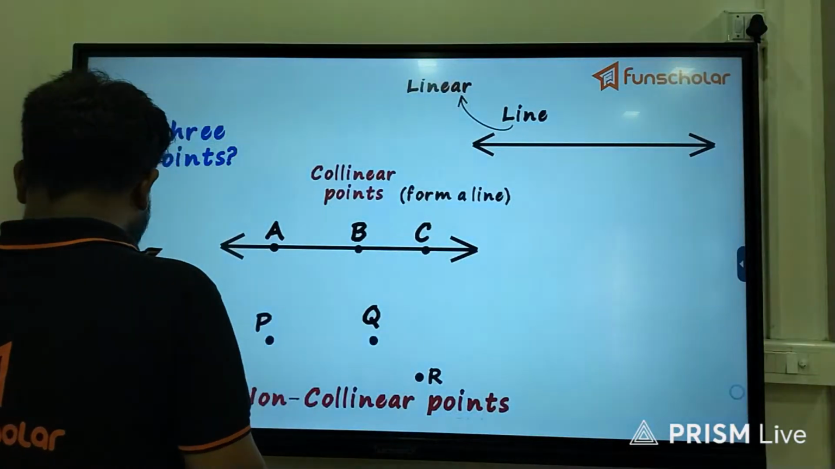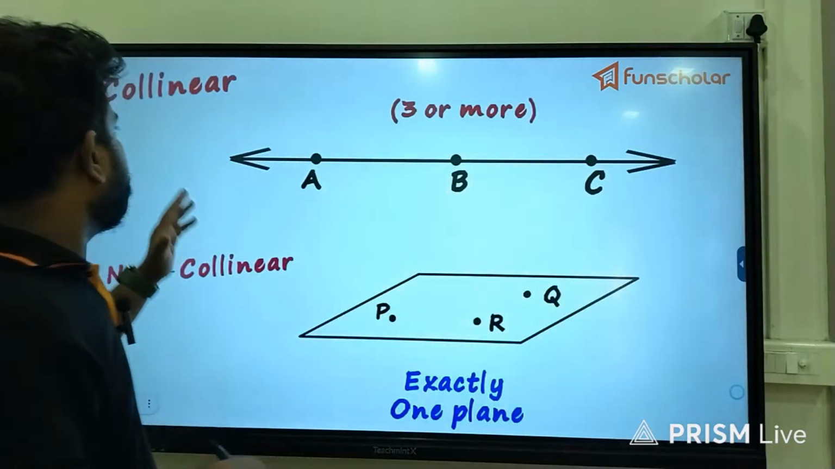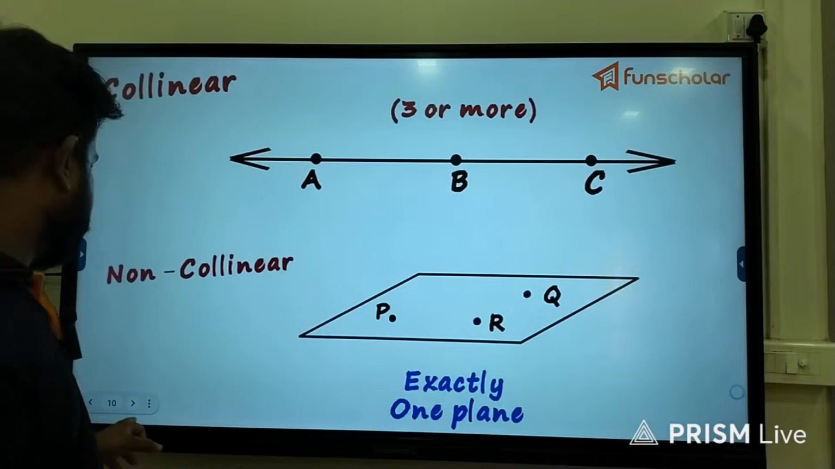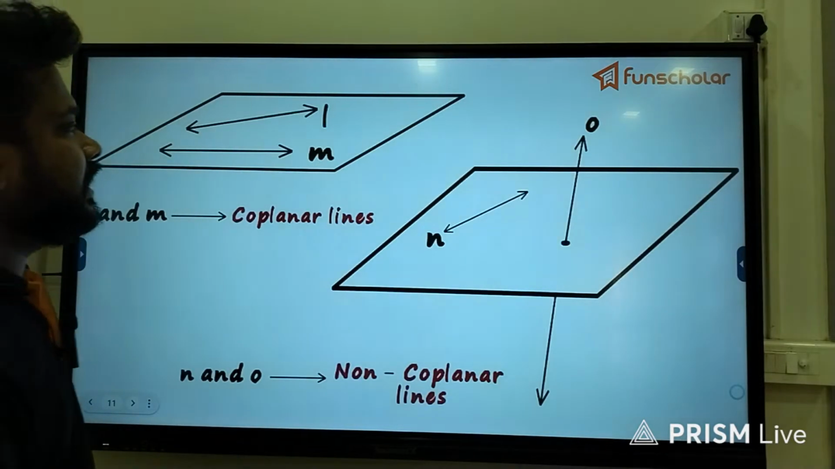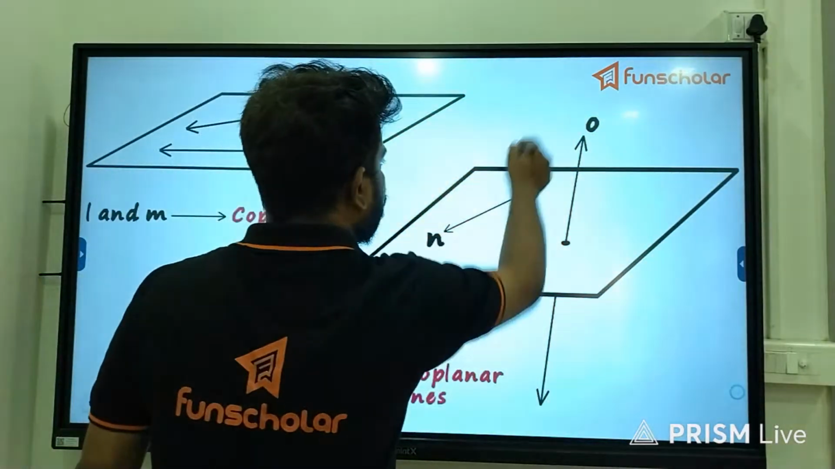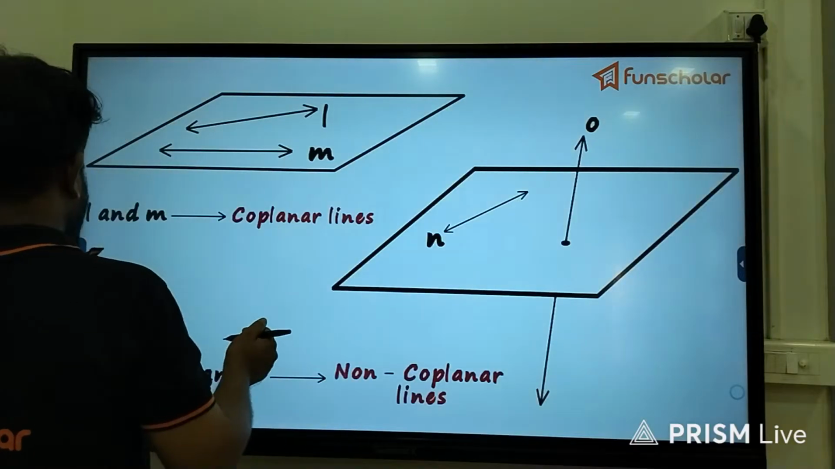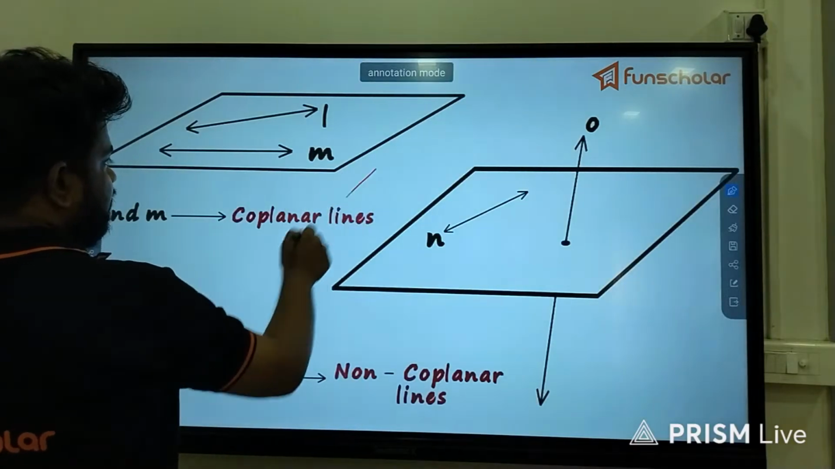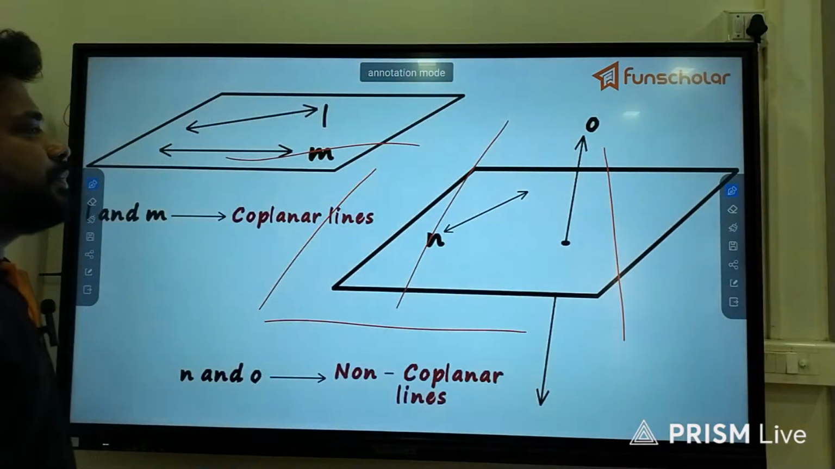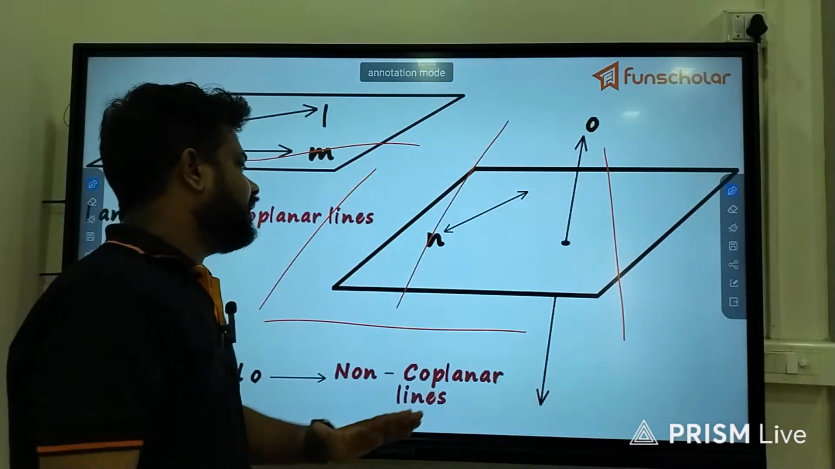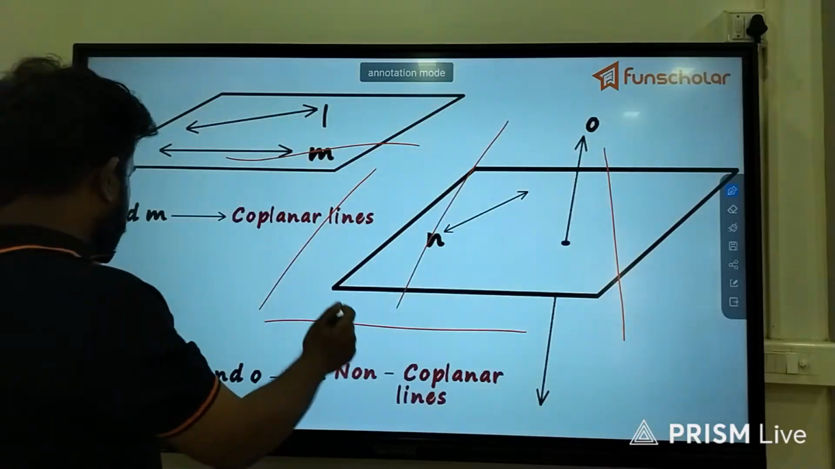Okay, so let's go next. We have already learned about collinear points and non-collinear points, and these L and M are coplanar lines because they are lying in one plane. Like if I draw so many lines like this, they all will be called coplanar lines because they are all lying in one plane, that is this whiteboard. Okay, so let's go next.